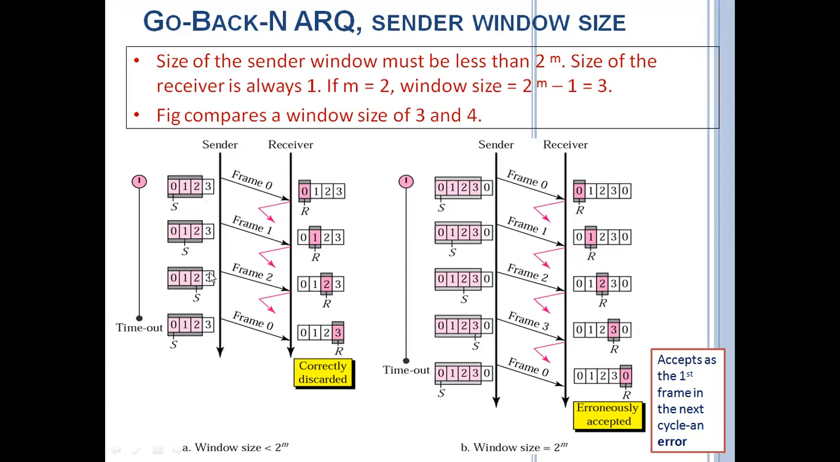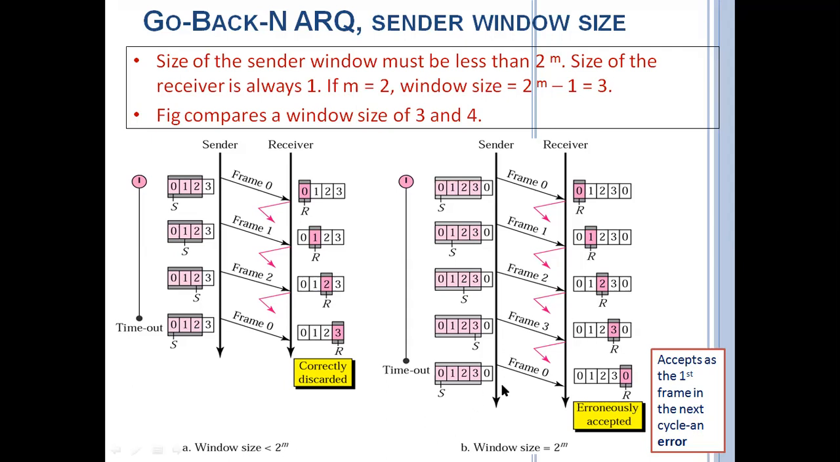3 is the window size, and 0, 1, 2, 3 is the actual data. First frame 0. Now a 1 bit slide, now 1. After again a 1 bit slide, 2. Again a 1 bit slide, that is 3. So it matches 3, so it is correctly discarded. See here, the window size is less than or equal to 2 power m.